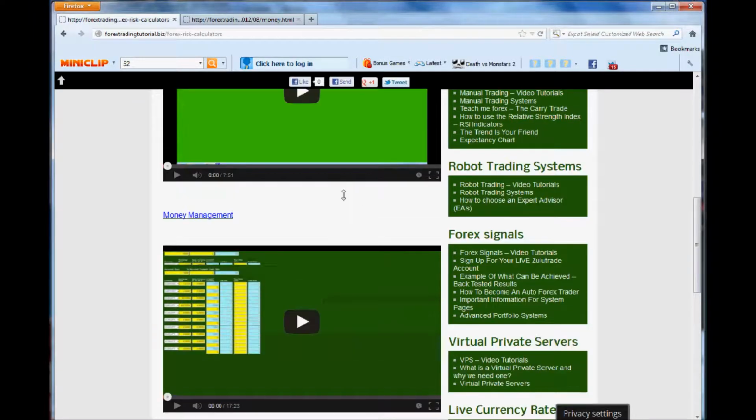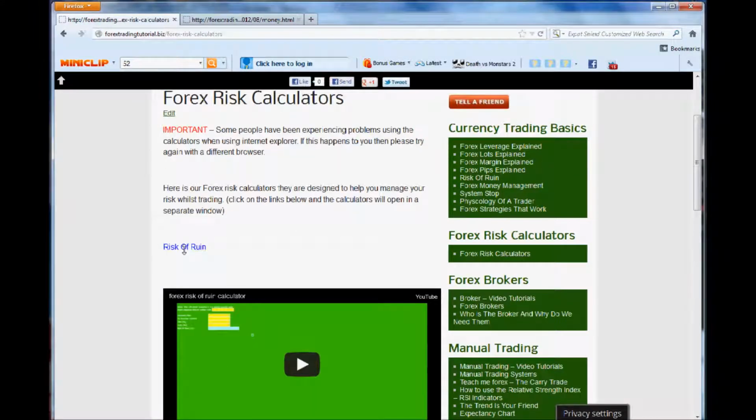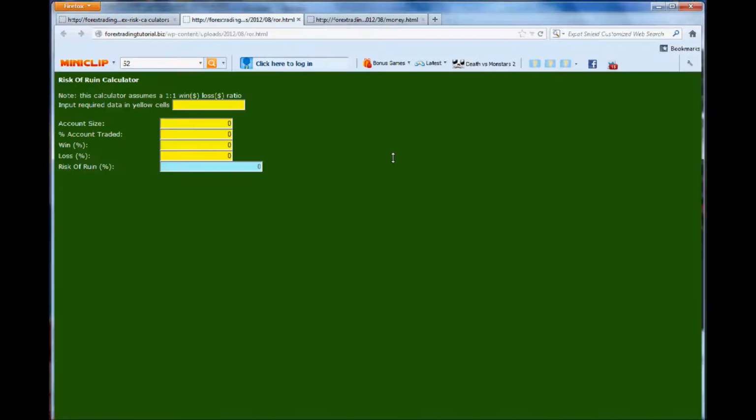A couple of other things on the calculators for us. We have a risk of ruin calculator. For those of us that have worked out our win-loss ratio, and if we have a win-loss ratio greater than 1 to 1, so larger than 1, we can use this calculator. All we do is pop in what our account size is. Say we're going to trade 5%, our win is 87, our loss is 13.